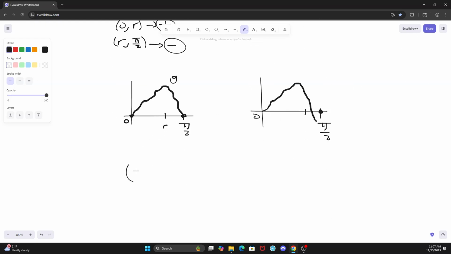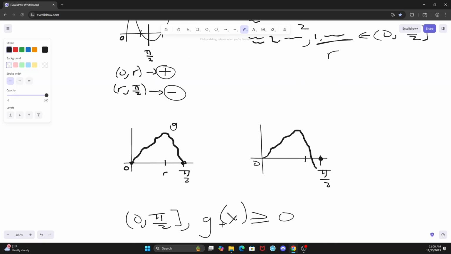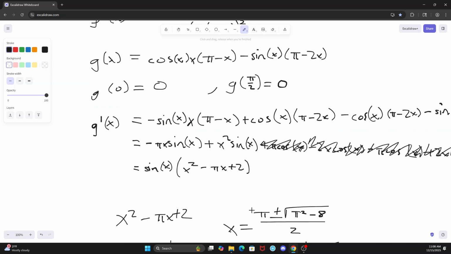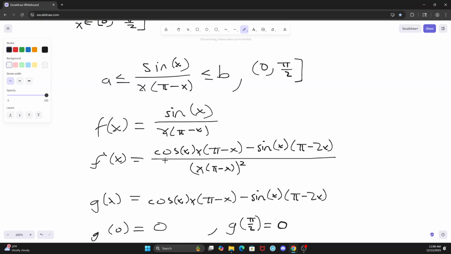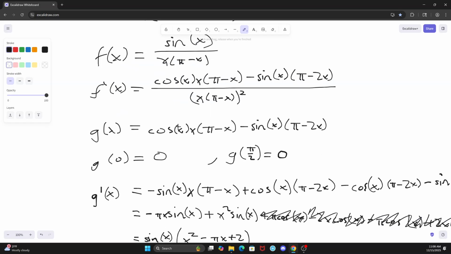So that means on 0 to pi over 2, g of x is greater than or equal to 0. And that's exactly what we were looking for. If g of x is always greater than or equal to 0 on this interval, then f prime is always greater than or equal to 0 on this interval. So f is always increasing on our interval.